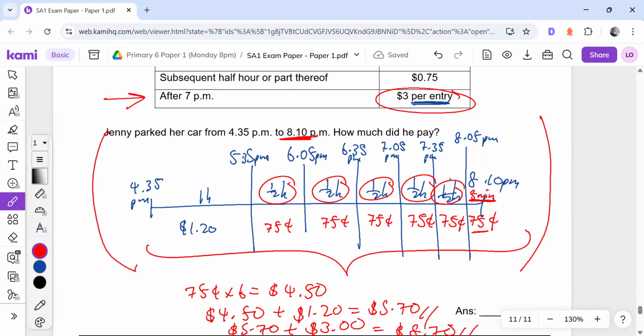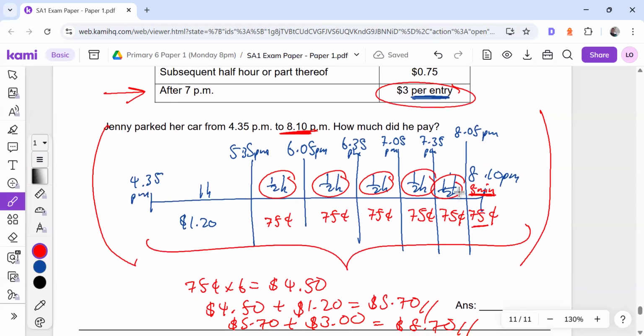Ruben, are you confused about the 5 minutes? Are you confused? No, because I thought like after 7 o'clock you count $3. You don't count the 75 cents anymore. Oh, no. You will actually have to still continue to count 75 cents. And then what happens is, if your car is still inside after 7 p.m., you still add another $3. So you still have to continue the 75 cents until the end. Then you top up with another $3. Okay, that's how the car park earns money. Okay, let's move on.